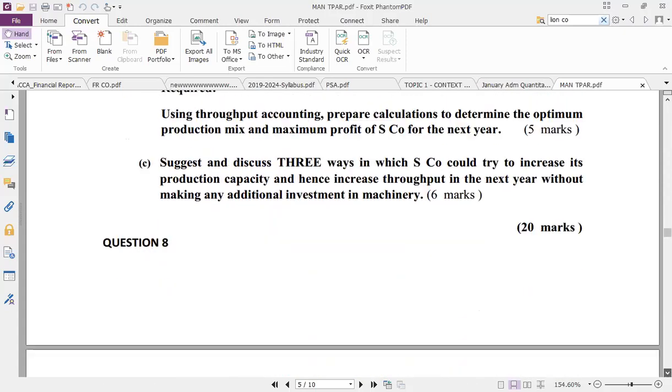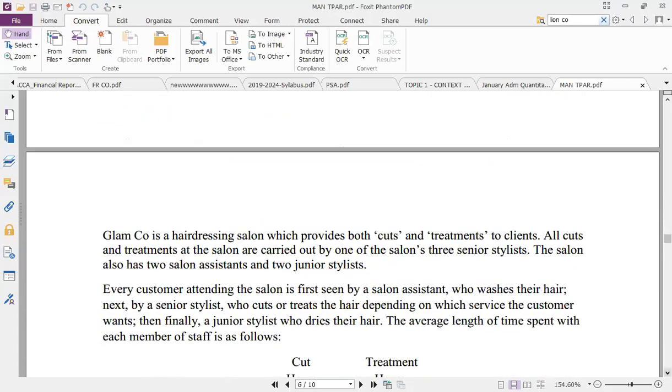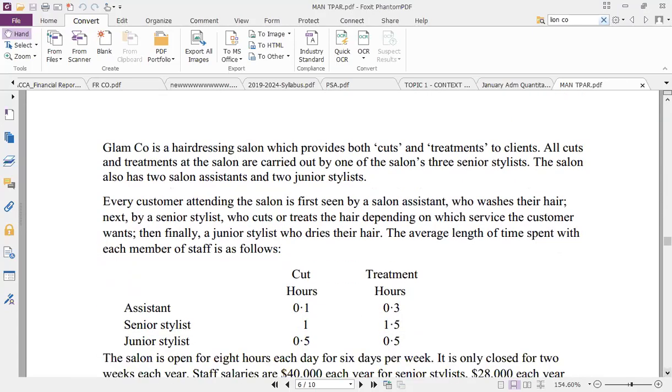Now question 8. I like question 8. Ramco. That is another challenging area. Question 8, Ramco. It's a hairdressing salon.